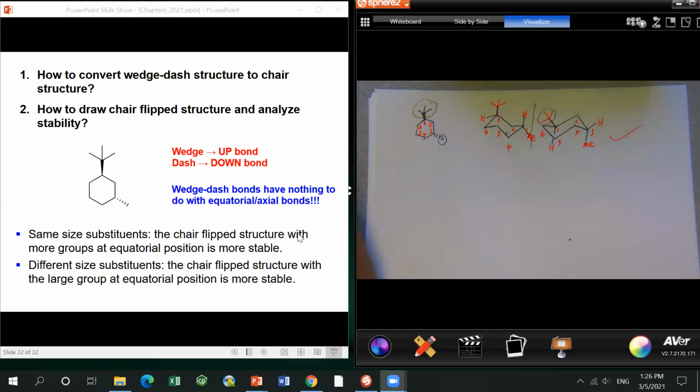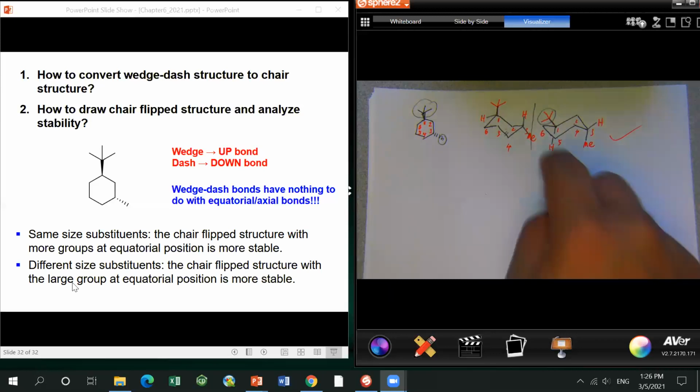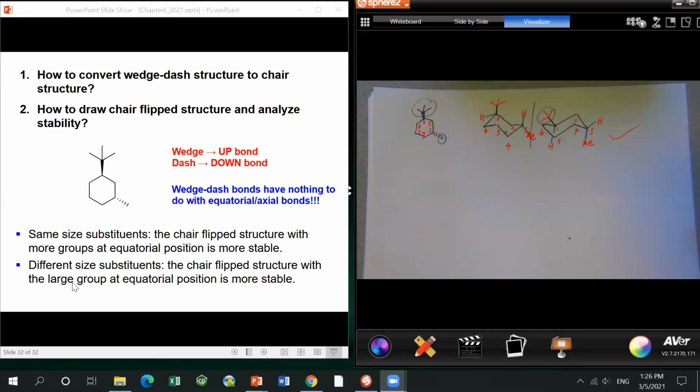And here's just a rule I already talked about. If it's the same size subgroups, you try to put as many as possible of the subgroups in equatorial, which is more stable. If different sizes, try to put the big subgroup at the equatorial position. So that's this case.